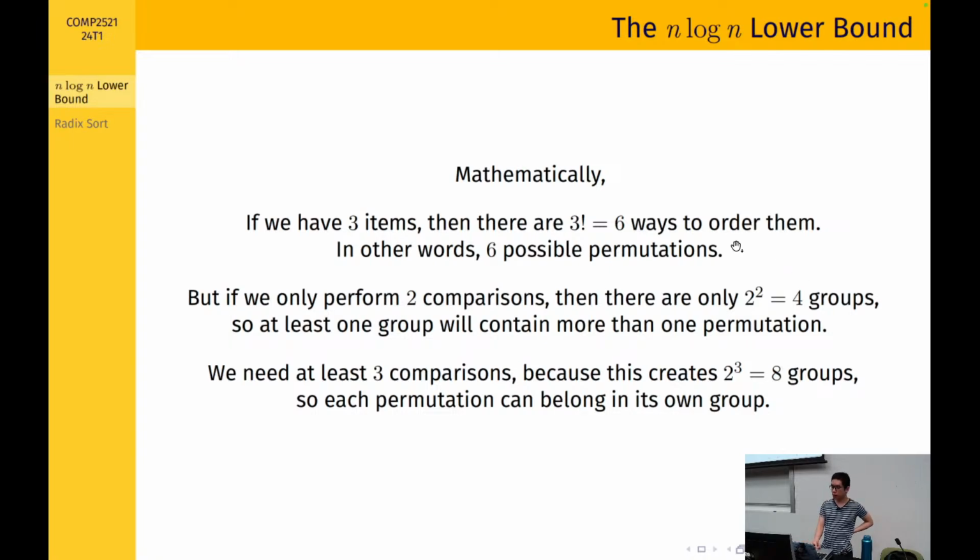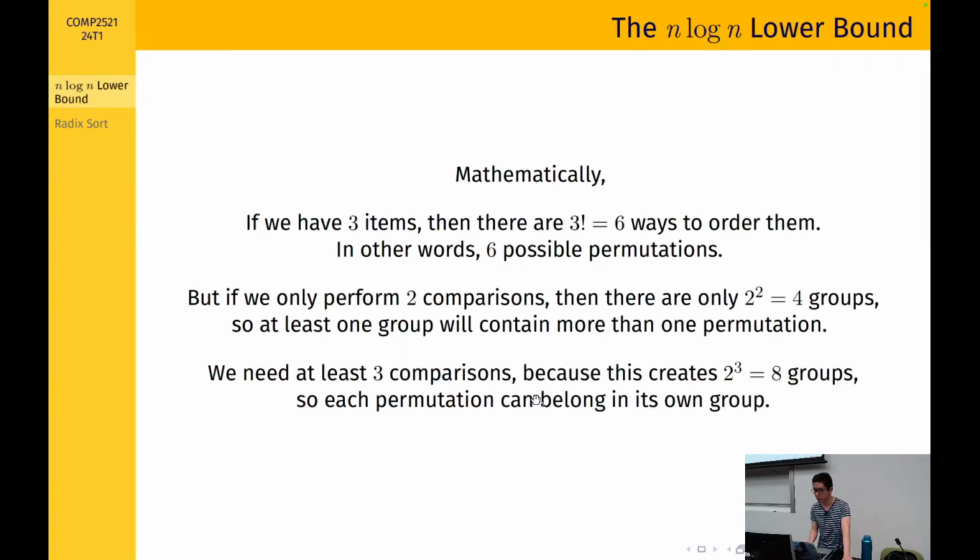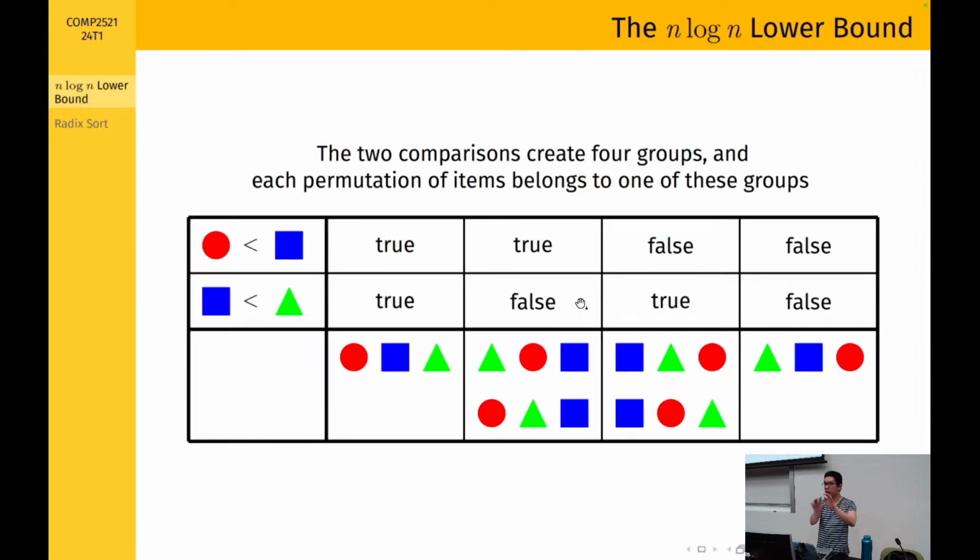So if you have 3 items, then there are 3 factorial ways to order them, which is 6. Right? But if we only perform 2 comparisons, then there are only 2 squared combinations of results that we can get. Right? So 4 groups. So at least one group is going to contain more than one permutation, right, as you can see here. So what we actually need is at least 3 comparisons, right? Because this means there are going to be 8 possible combinations of results, right? That's more than enough room for each permutation to sit in its own group.